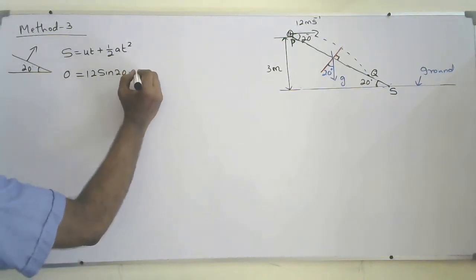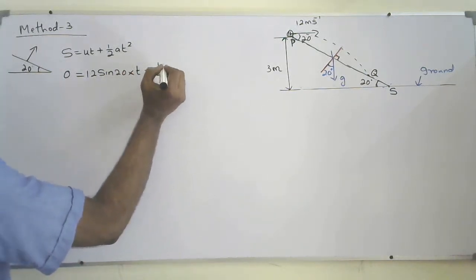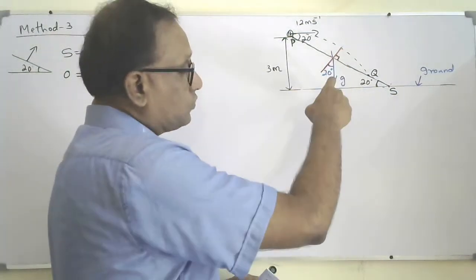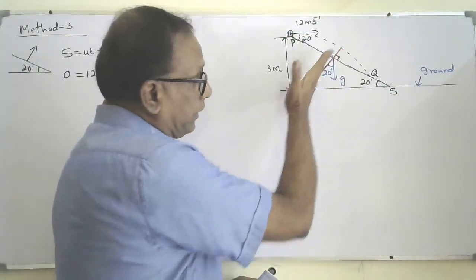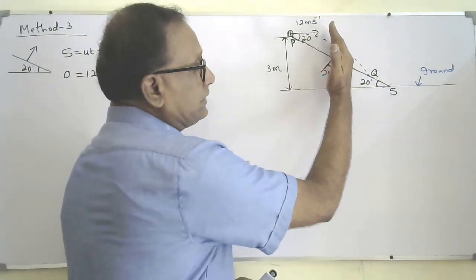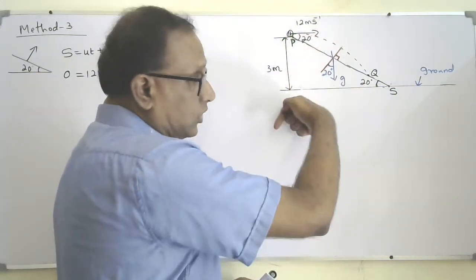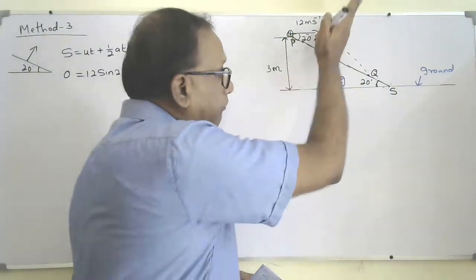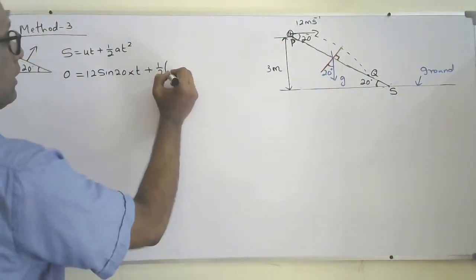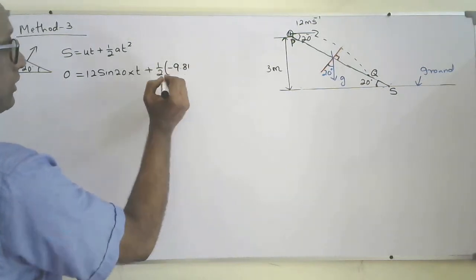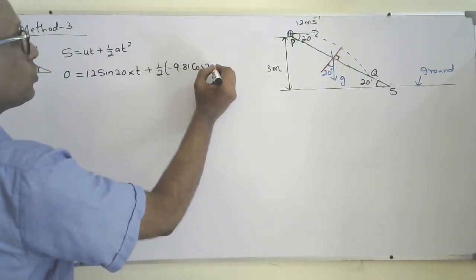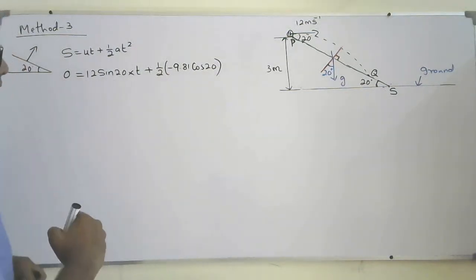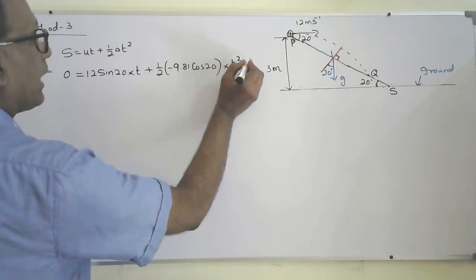The time I need to find, plus half. Okay, g, the gravitational acceleration, is vertically downwards, but I am using it perpendicular to the slope. So that will be g cos 20 downwards. Can you see? g cos 20 downwards. I am using upwards as positive, so that must be minus 9.81 cos 20, times t squared.